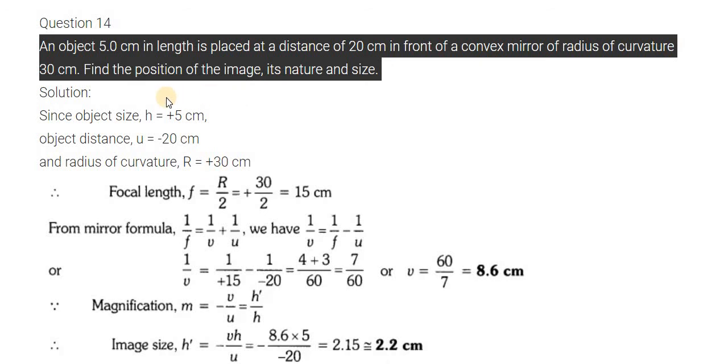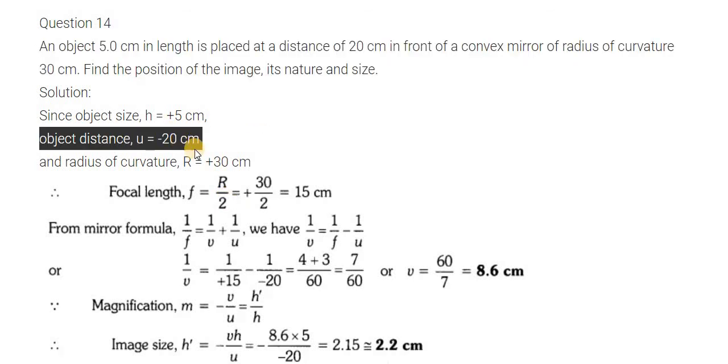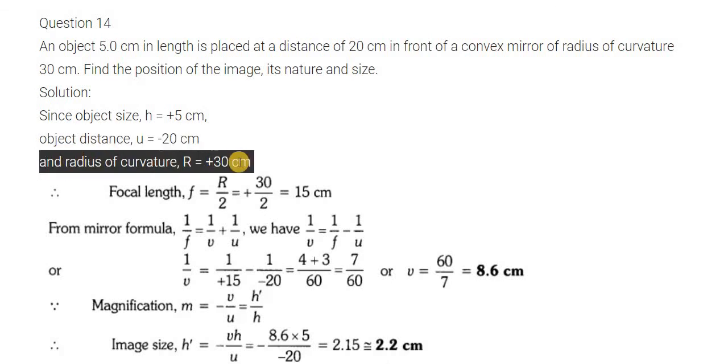First of all, write down the given data as per the Cartesian sign. The object size h is obviously plus 5 centimeter because it's above the principal axis, and the object distance u is equal to minus 20 centimeter from the pole, it's on the left side, that's why. And the radius of curvature r is equal to 30 centimeter. From r we can find out f. f is equal to r by 2. So f becomes 15.